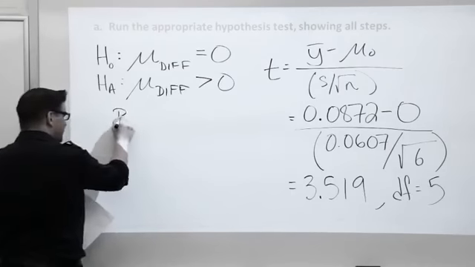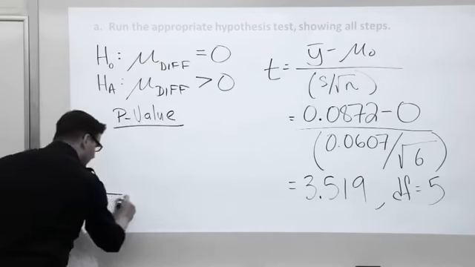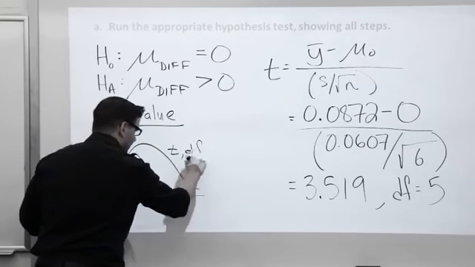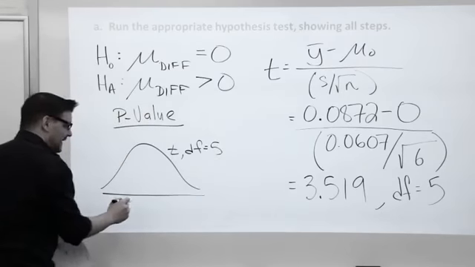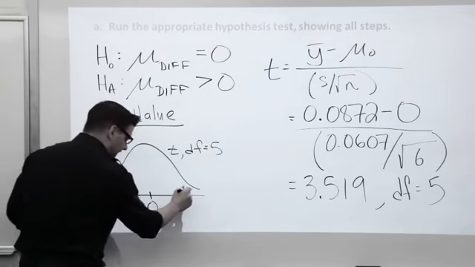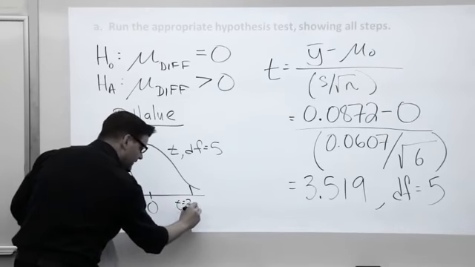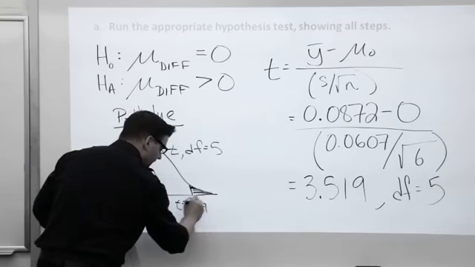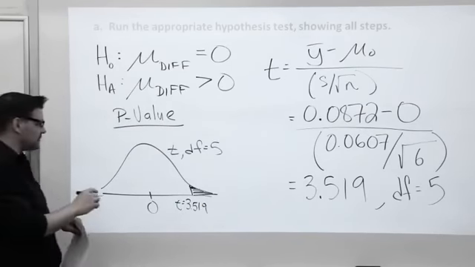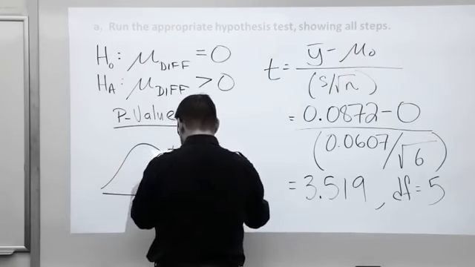We can get the p-value using the T calculator on StatCrunch. It's a greater than test. Here's your T model. Degrees of freedom equals 5. T model is always centered at 0. I'm 3.5 standard errors up. So this is your test statistic, 3.519. Greater than test. We're going to shade up. Comes from StatCrunch. This is the very last problem of the whole semester. You know how to get this. Or you better.